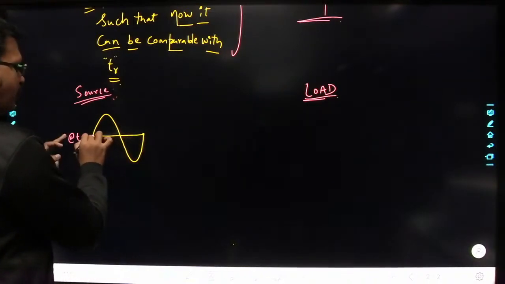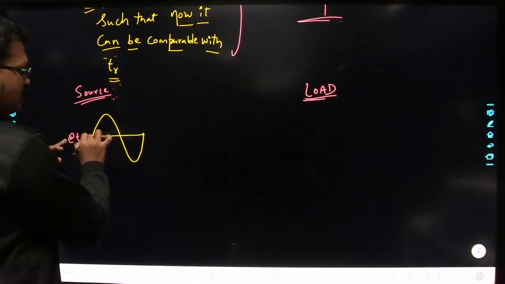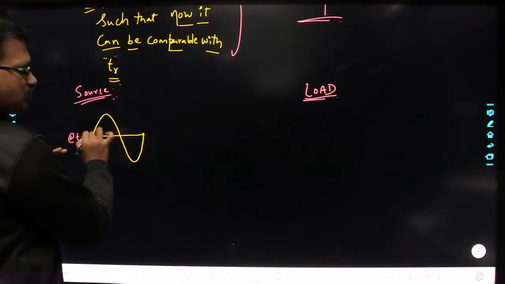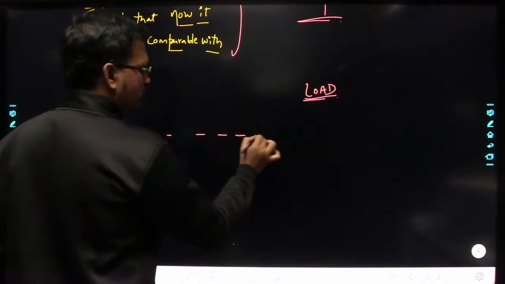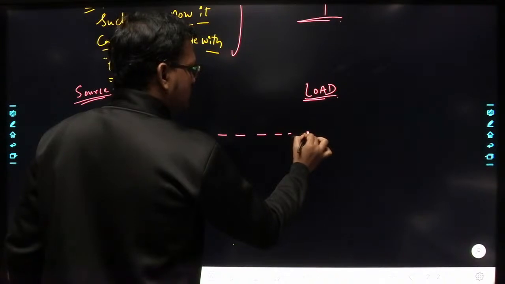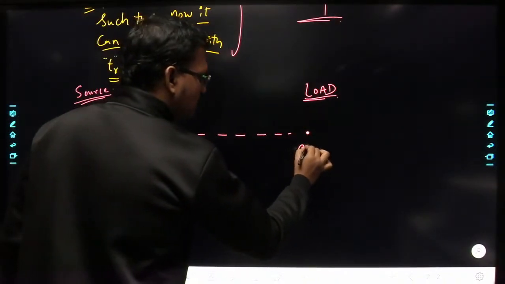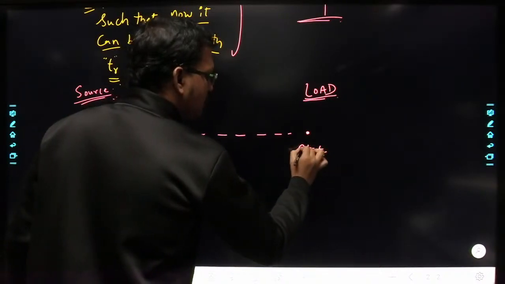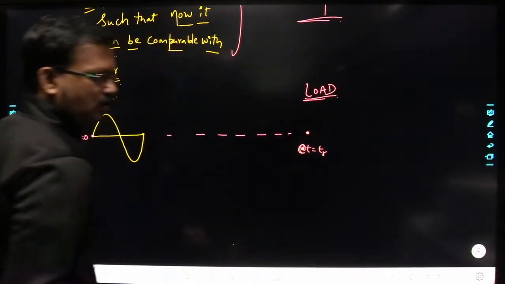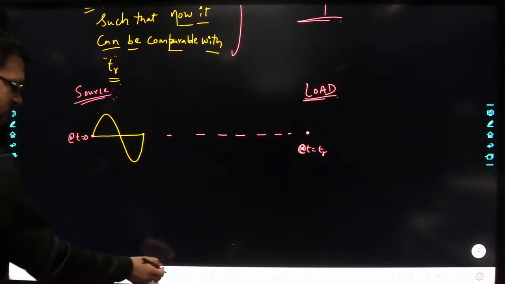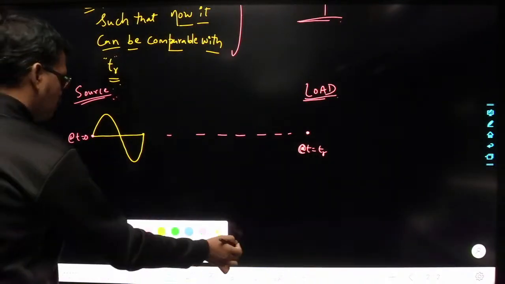This value of the signal will transport from where to where? From source to load. So let us say it has moved to this location. Okay. So this is at t equal to 0, and this is at t equal to TR. So after TR seconds, let us say this has moved.